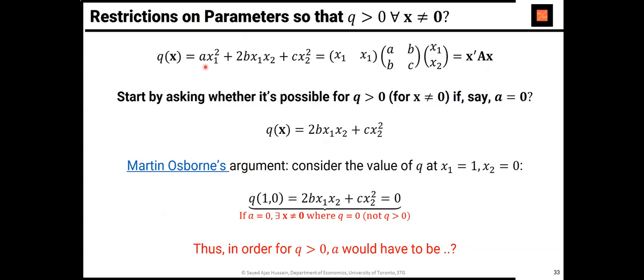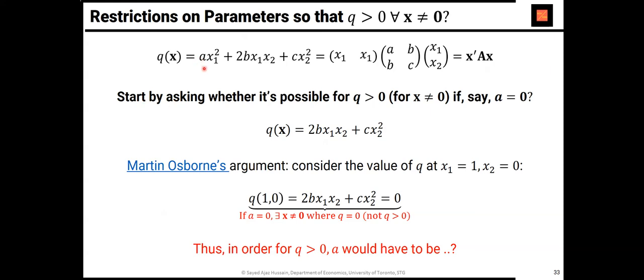What do I need to say about A, B, and C so that this quadratic will be strictly positive for all values of x1, x2 except 0, 0? Well, I have to say something about A, something about B, something about C. Where do I begin? Let's start with A. And what Martin Osborne says is, okay, well, A could be any number, it could be 0, it could be not 0. Let's see what happens if it is 0.